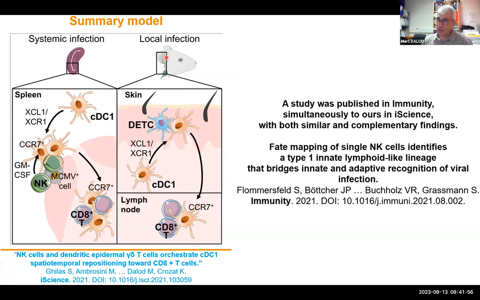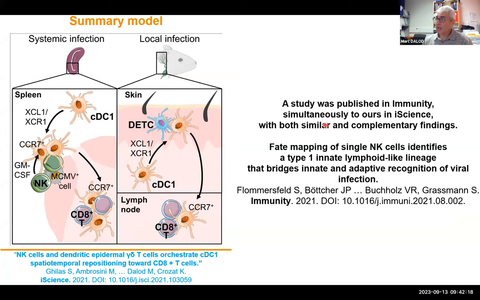And in the same paper, Karine and her group extended that to a local infection in the ear of the mice. But in this local infection, it's not the NK cells that were the critical source of XCL1 and the critical cell helping cDC1 to do immunogenic maturation. It was dendritic epidermal T cells that were doing this job.